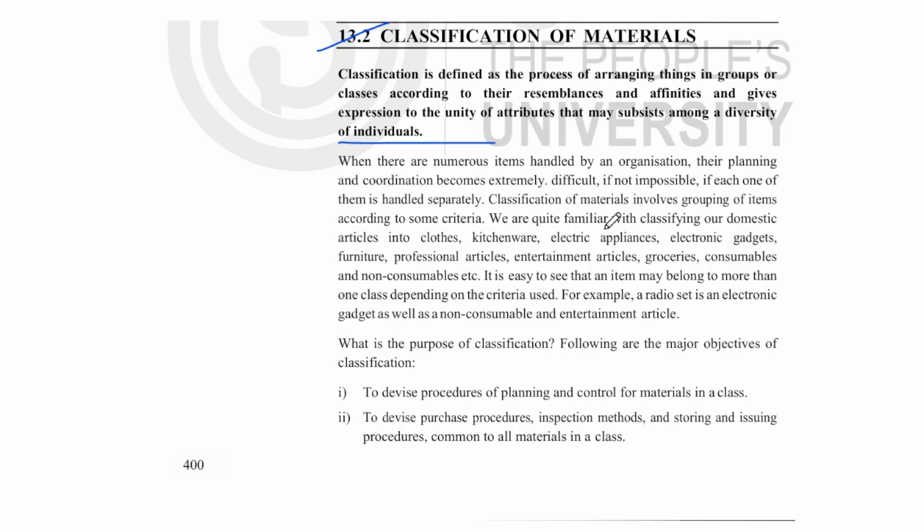And when there are numerous items handled by an organization, their planning and coordination become extremely difficult, if not impossible, if each one of them is handled separately. And classification of material involves grouping of items according to some criteria. We are quite familiar with classifying our domestic articles into clothes, kitchenware, electric appliances, electronic gadgets, furniture, professional articles, entertainment articles, groceries, consumables and non-consumables etc.